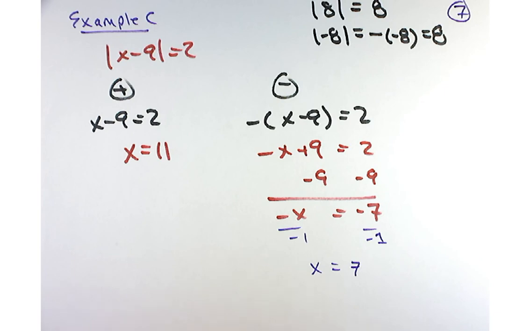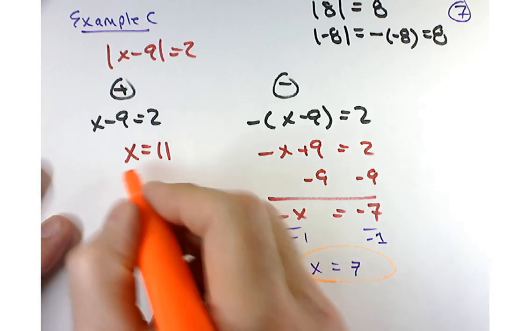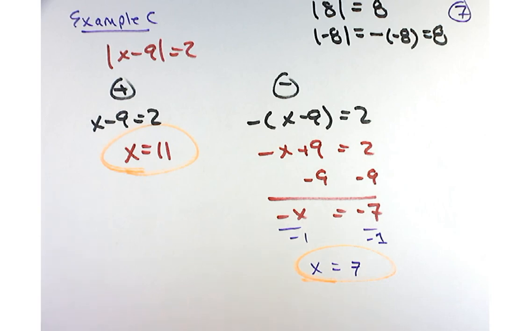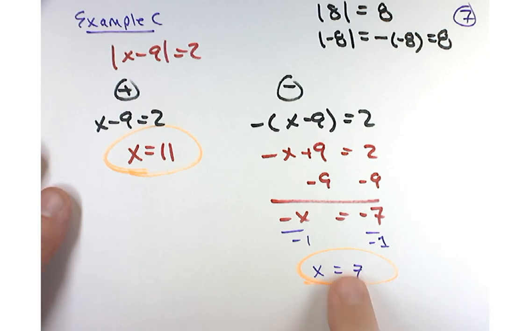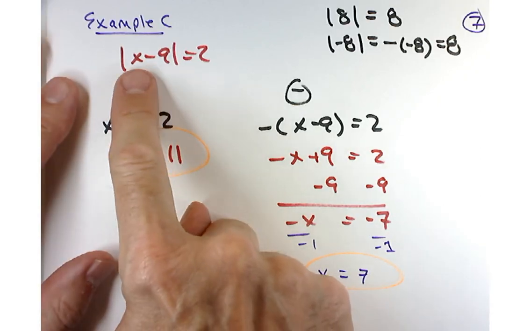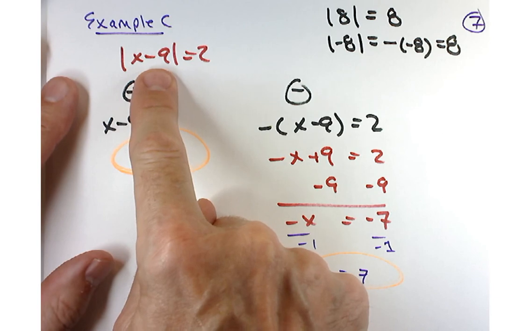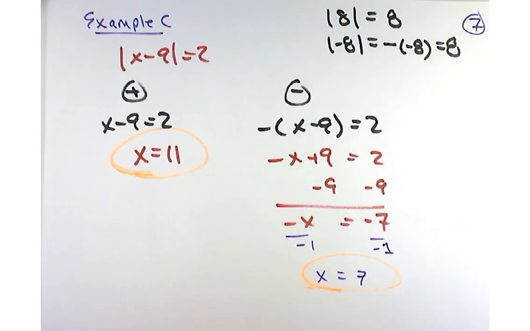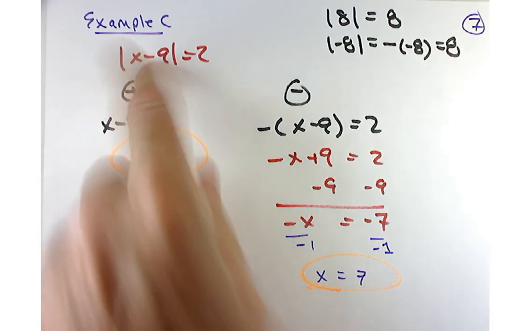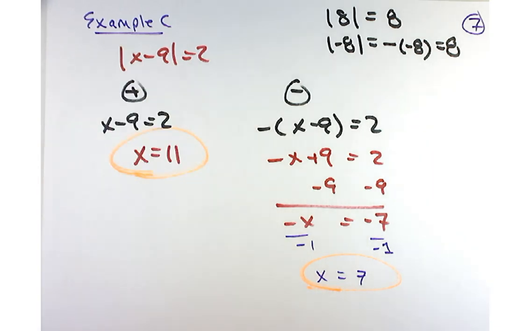Do they both work? Do both of these solutions work? How do you suppose I could test that? Yeah, put both solutions back into the original equation. 11 minus 9 is 2. Absolute value of 2 is 2. That one works. 7 minus 9 is negative 2, but its absolute value is a positive 2. So again, that works.